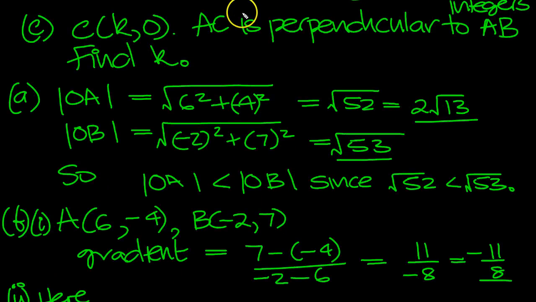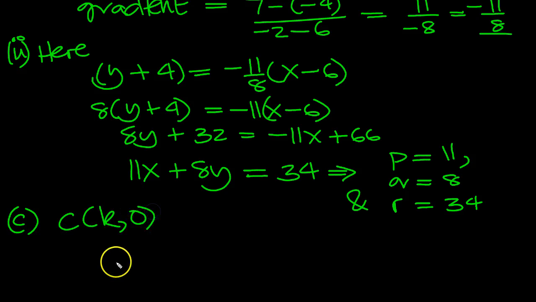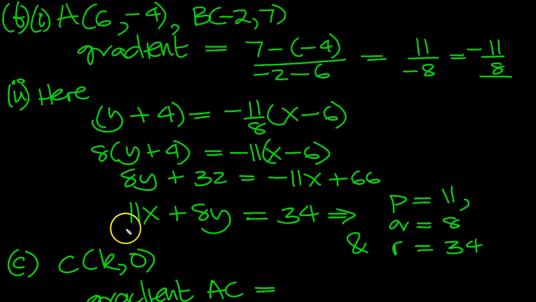The point C, k, 0. AC is perpendicular to AB. Find k. So this is part C. C has the value k, 0. AC is perpendicular. So the gradient of AC then, A to C, let's just get that. So the increase in y from A to C, 0 minus minus 4, I'll just put down 4, divided by the increase in x, k minus 6.